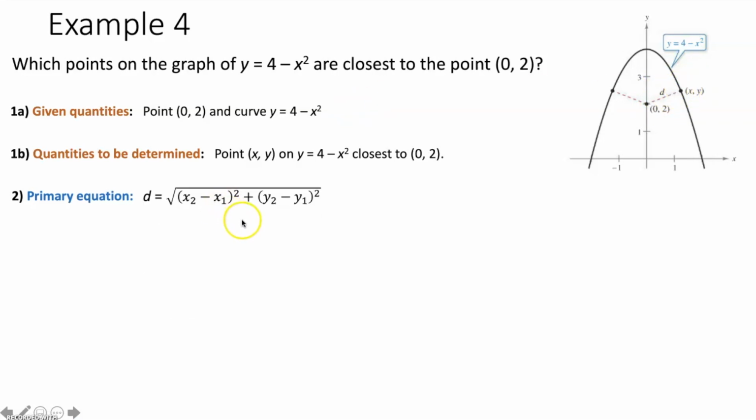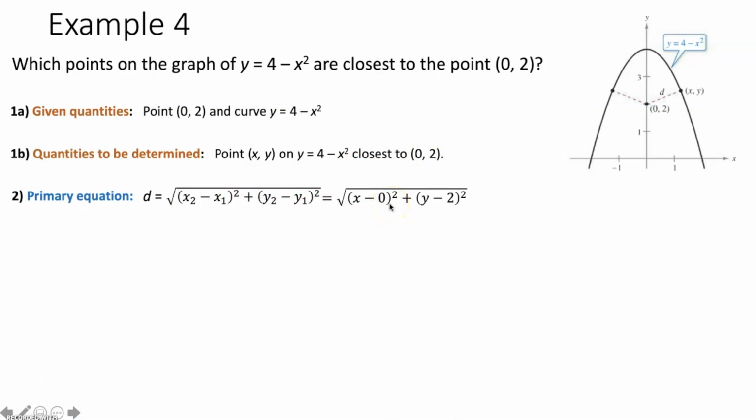And what we can do with the distance formula is plug in one of the points. We already know one of the points is 0, 2. So we could make the 0 x sub 1 and the 2 y sub 1, or we could make 0 x sub 2 and 2 y sub 2. It doesn't matter. I'm going to plug in 0 for x sub 1 and 2 for y sub 1. Now I have my primary equation.